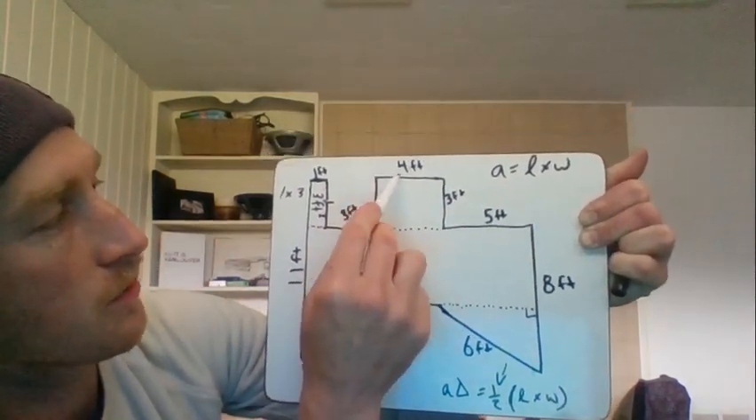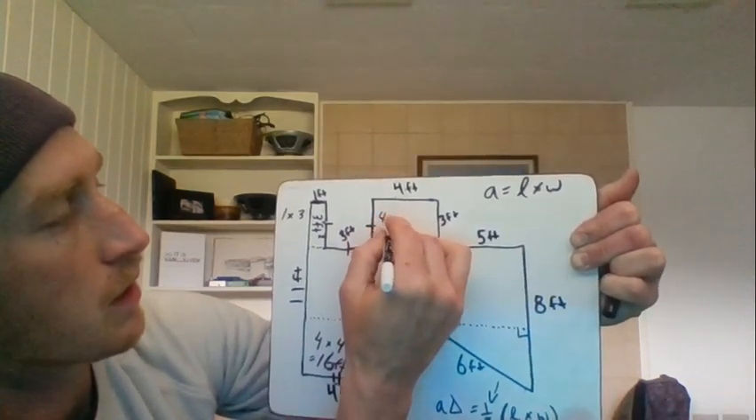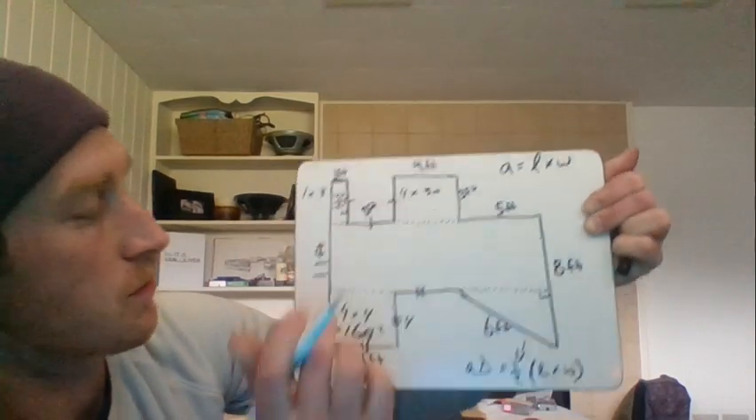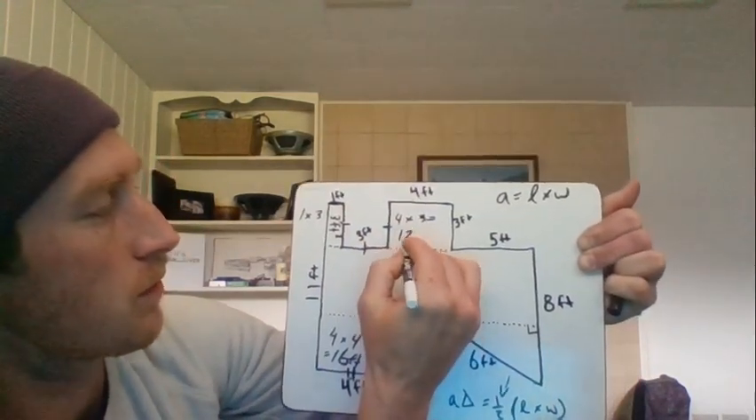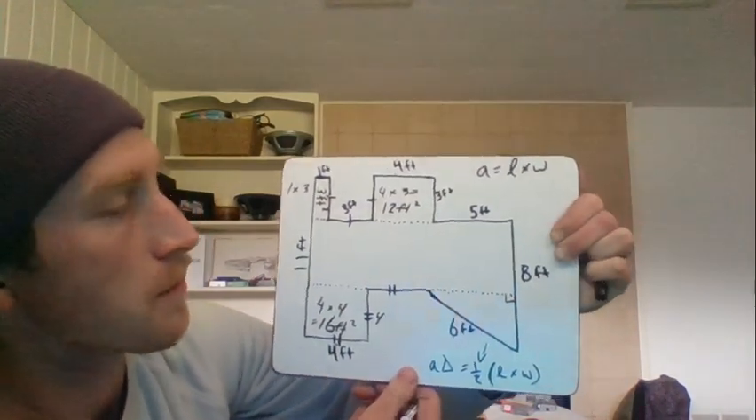Well, the width is 4 feet. The length is 3 feet. Let's multiply those together. 4 times 3 is 12. 12 feet squared. Okay.